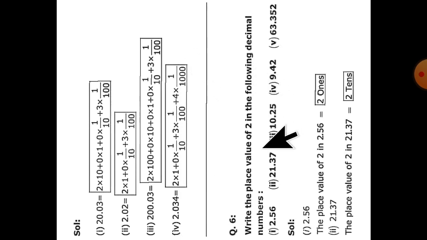Question number 6. Write the place value of 2 in the following decimal numbers. So first one, 2.56. Here the place value of 2 in 2.56 is 2 ones. Before point, the first digit means ones. So 2 ones. 21.37. The place value of 2 in 21.37 is 2 tenths. Before point, this number, the second number is tenths. So 2 tenths.